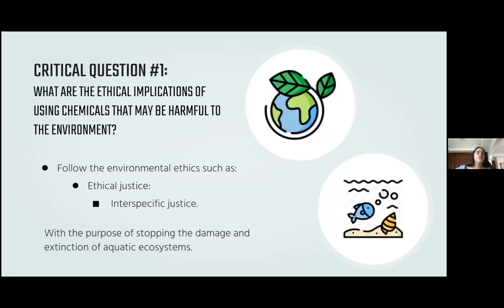Responding to the first critical question, you should always follow the environmental ethics and, more important, the interspecific justice. This is because it refers to the biospheric hospitality that reminds us that we are dependent on the other species that live on the earth, and we must be empathetic and also stop damaging the environments that we have, and also avoid the extinction of other ecosystems.